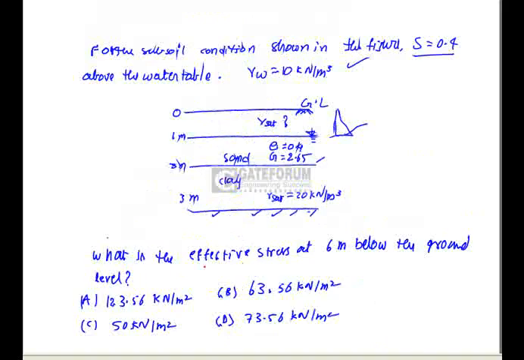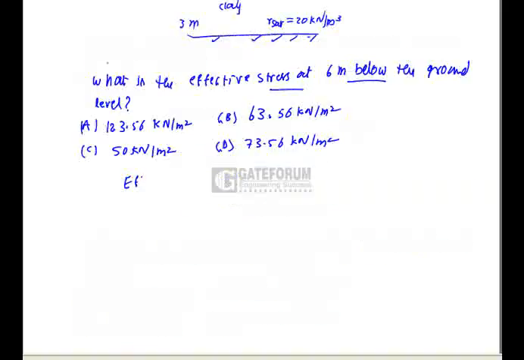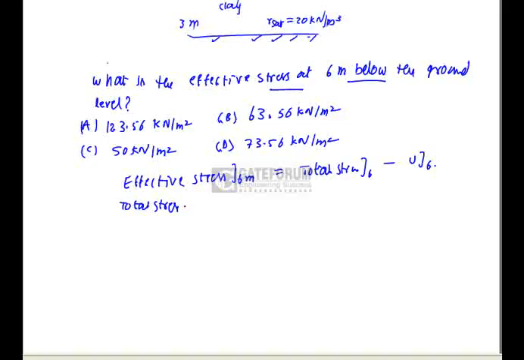To find out the effective stress at 6 meter below the ground level. The effective stress at 6 meter below the ground level we have to find out is total stress at 6 meter below the ground level minus pore water pressure at 6 meter below the ground level. First we will find out the total stress. For the total stress, we have to know gamma saturated into height. Height we know is 6 meters.